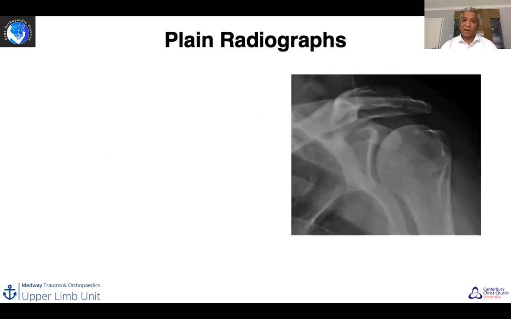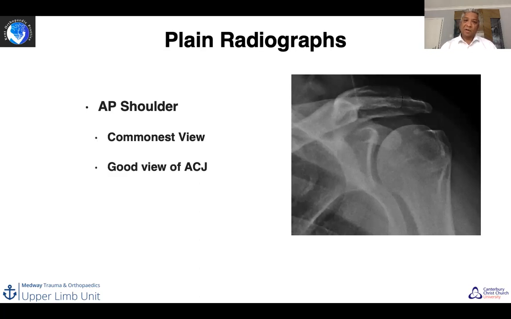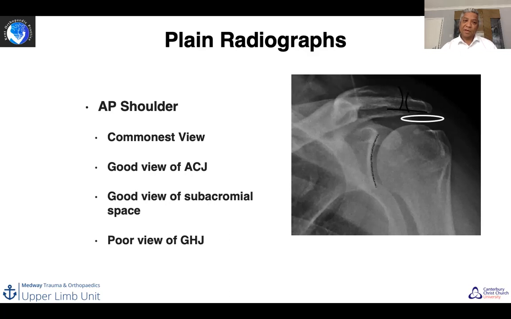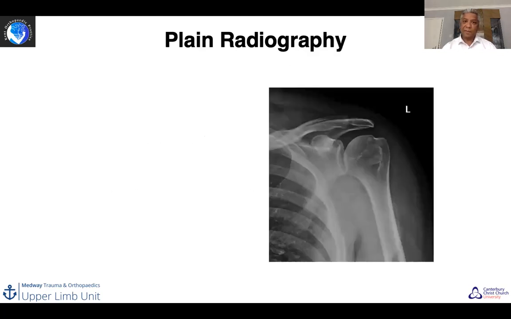Let's look at some plain radiographs. So this is an AP view, a normal AP view. If you order one, this is what you will get to see. What it shows is a good view of the AC joint. You can see the two edges. A good view of the subacromial space. But what it doesn't show is a good view of the glenohumeral joint because there is overlap. The coracoid as well comes overlapping onto it.